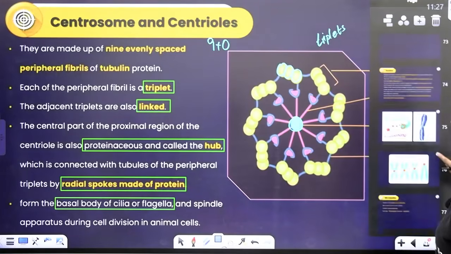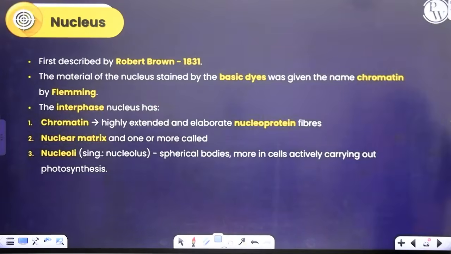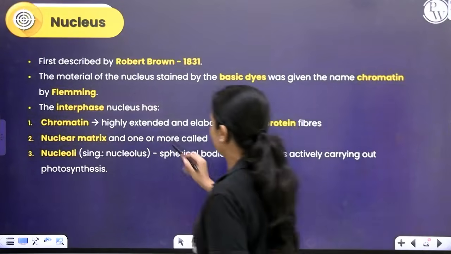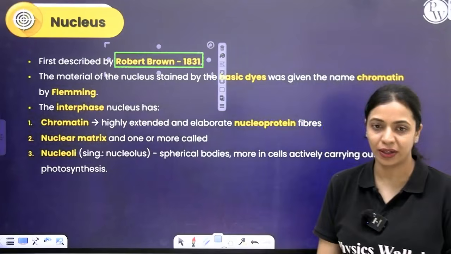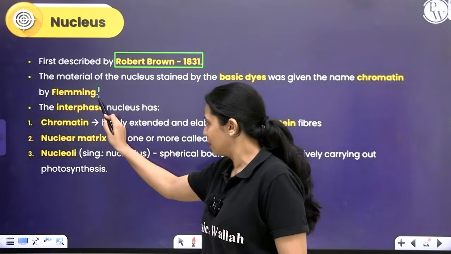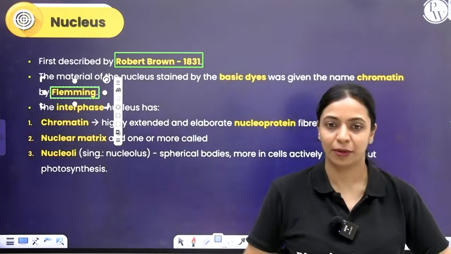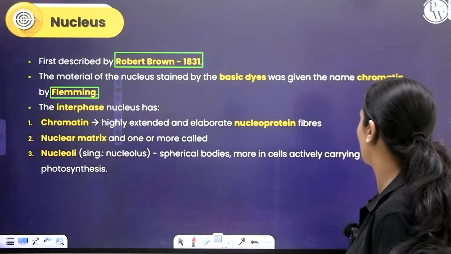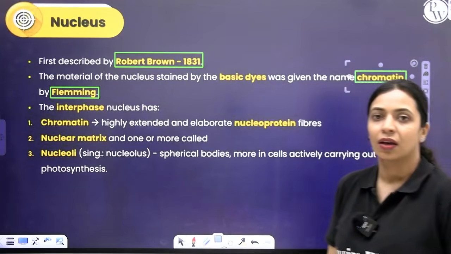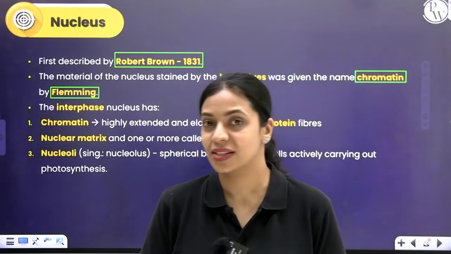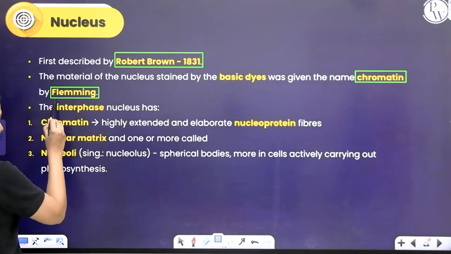Now let's move on to the last part of the chapter, which is the nucleus. We already know from the beginning of the chapter that it was first described by Robert Brown in the year 1831. Fleming used a basic dye to stain the nuclear material, and he called it chromatin because it appeared colored. Chroma means color. So when the cell is not dividing, we say that it is in interphase. More about it in the next chapter we learn.